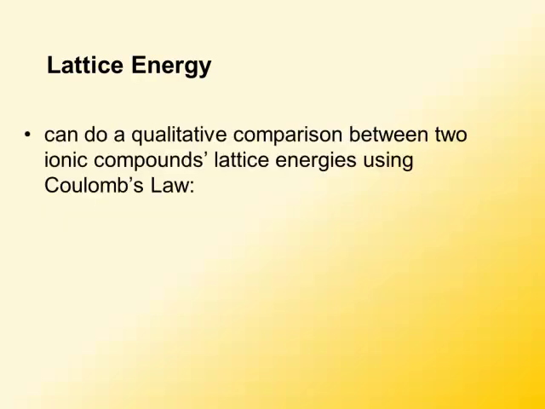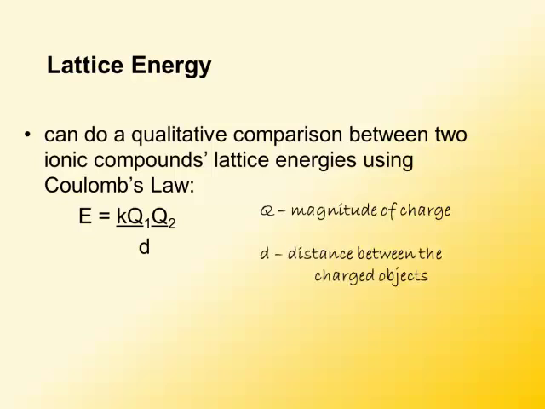You can use Coulomb's law to do a qualitative comparison between two ionic compounds' lattice energies. Coulomb's law says that the energy associated with the attraction of two charged objects is equal to a constant K times the magnitude of each charge divided by the distance between the charge centers. In the equation, Q represents the magnitude of charge of each object, and D represents the distance between the charged objects.